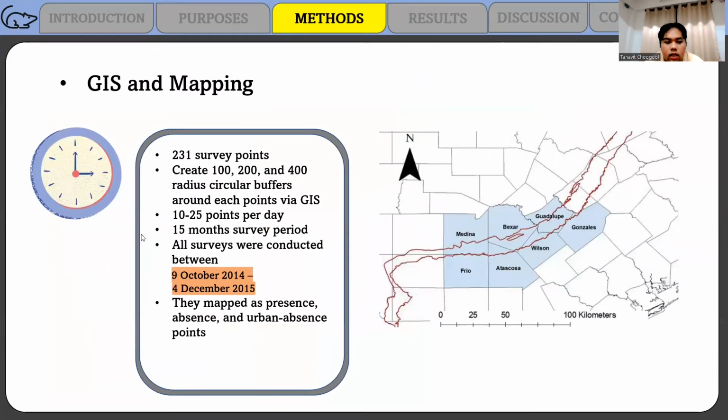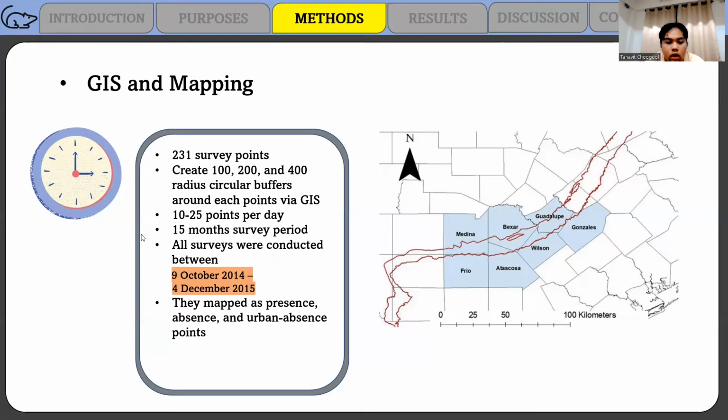Next one is about GIS and mapping. From this seminar, they have 231 survey points, and then they create 100, 200, and 400 radius circular buffers around each point via GIS also. And for each point, for each day, they work around 10 to 25 points per day.